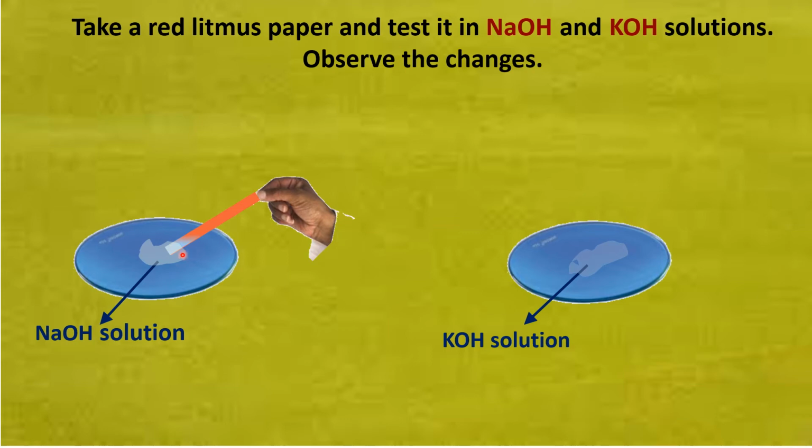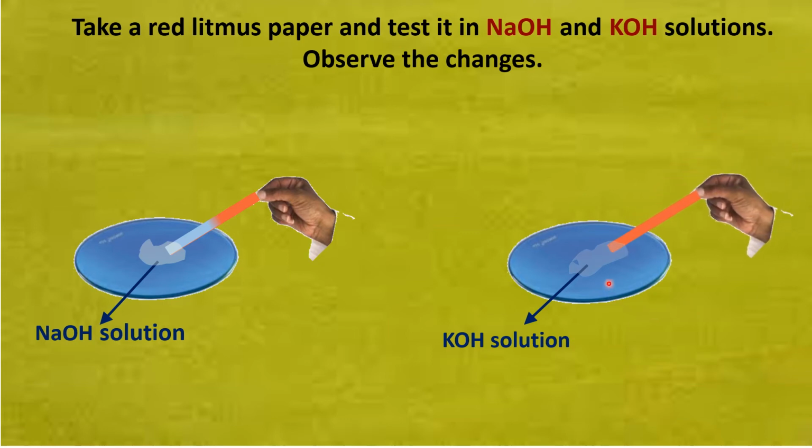See here, it is changing to blue color. Red litmus paper is changing to blue color, whereas in the previous cases, we have seen that red litmus paper remained the same for the four solutions. Whereas here for sodium hydroxide solution, we are observing that it is changing to blue color. Now we'll see for the next solution, that is potassium hydroxide solution.